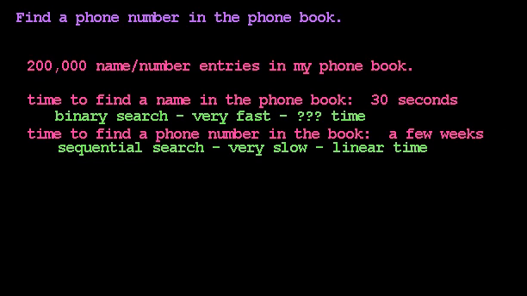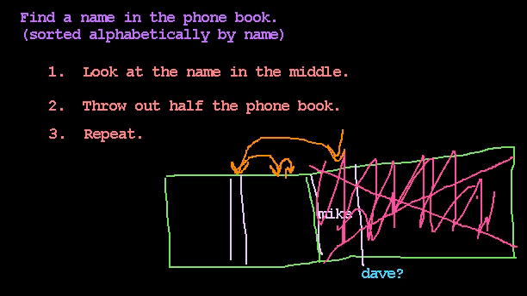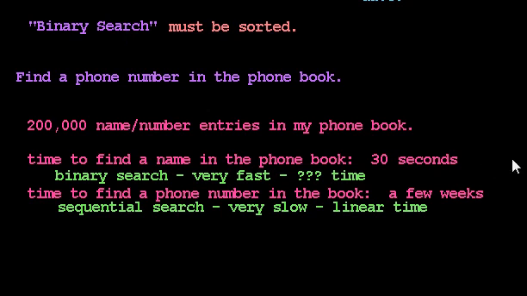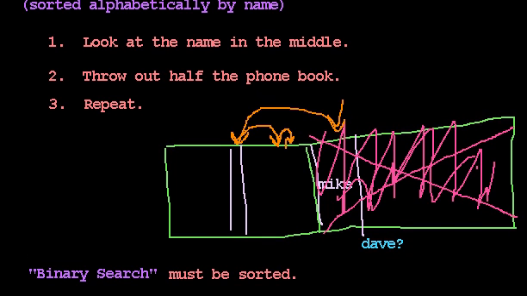On the other hand, if we know something about those entries, so let's say we want to find a name in the phone book, and I know that my phone book is sorted alphabetically by name, then I can use what's called binary search. And in binary search, let's go back to the algorithm. We look at the name in the exact middle, and if it's not the name we're looking for, so for example, Mike wasn't the Dave I was looking for, we then look in the middle of all of the names where Dave could still be.